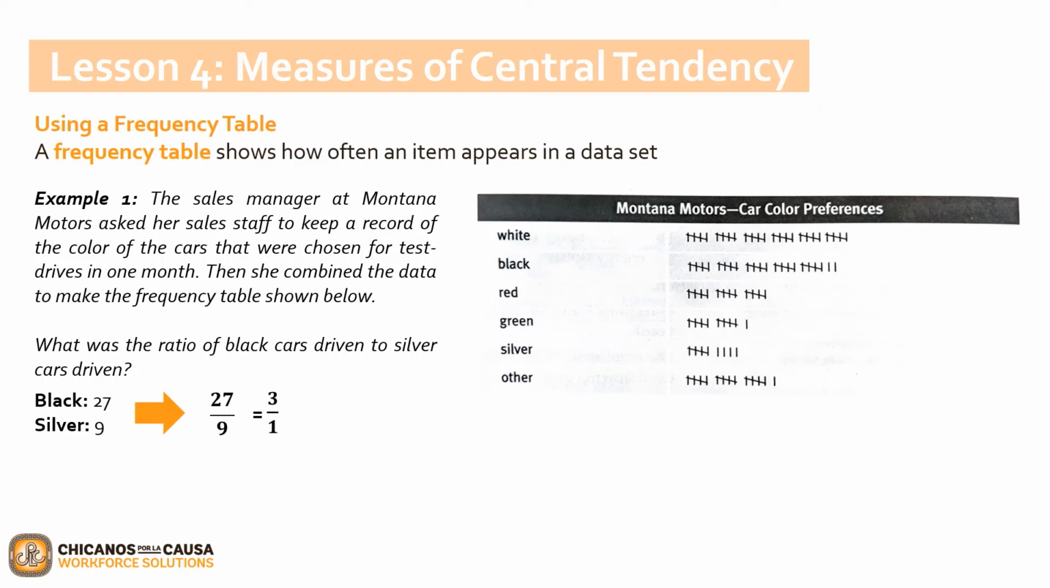However, this is actually speaking about ratios. So instead of saying that there's 3 over 1 or just 3, we know that this means there are 3 black cars to 1 silver car. Therefore, our final ratio is black 3, or 3 black cars, to silver 1, or 1 silver. So it looks like black cars are taken out for a test drive a lot more than silver cars. Let's keep going.